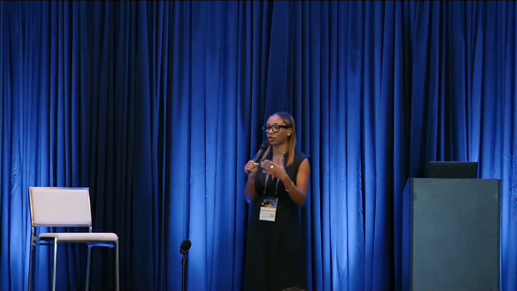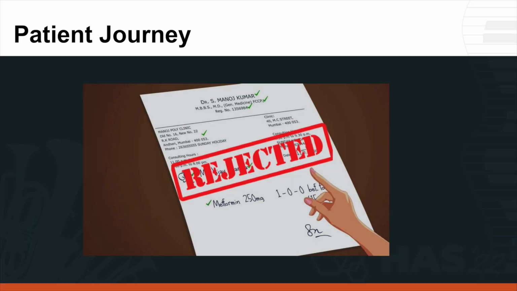The patient then takes that prescription to their pharmacy. They're ready to pick up their medication. But then when they get to the pharmacy, the prescription is rejected. The patient is hearing terms thrown around like prior authorization, adjudication, you can't get your medication. The patient is just left confused.